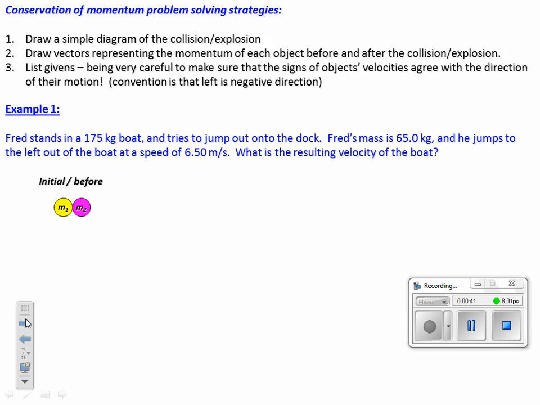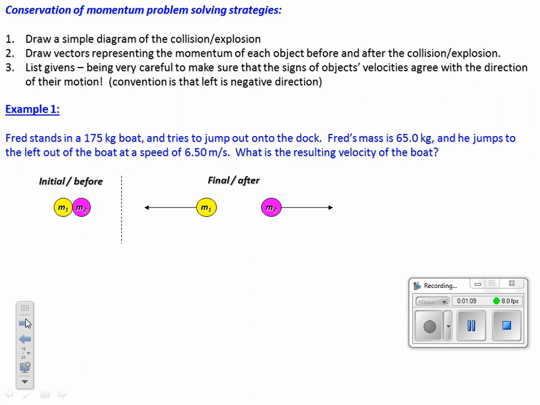Well, there's the two masses. They're just sitting there. It does not say that before this interaction, where Fred pushes off the boat, they're moving, so let's assume they're not moving. Afterwards, Fred jumps that way. The boat, therefore, must have an equal and opposite impulse and start moving the other way.